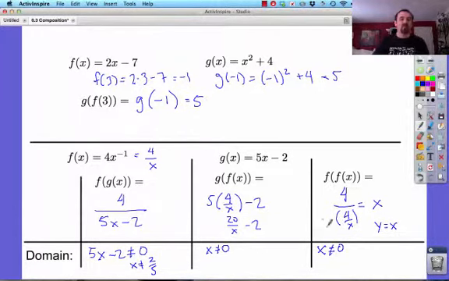Okay, so this is a very fascinating idea of how we have to look at these functions. All right, so we're going to break this down more in class and do a lot of practice in the next couple days. Thanks for watching.